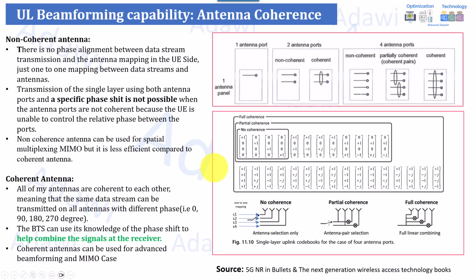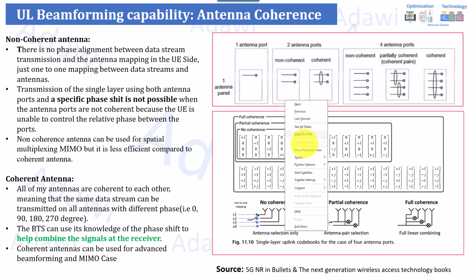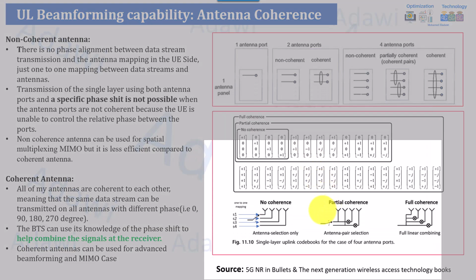So here I'm just trying to repeat the information about the antenna coherence. For example, I'm assuming there are 3 types of antenna coherence: non-coherent antenna, coherent antenna, and even partial coherence antenna. This is from the UE side. So for example, here in the non-coherent antenna, if I zoom in here, there is no phase alignment between data streams, okay? This means what?